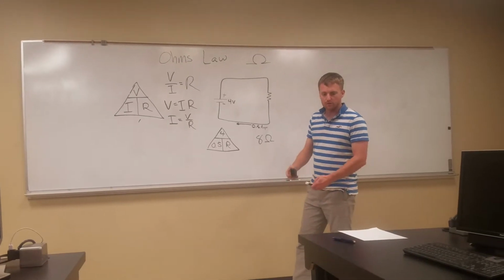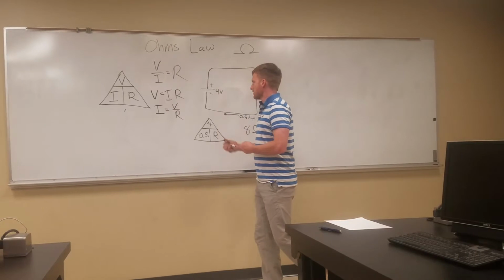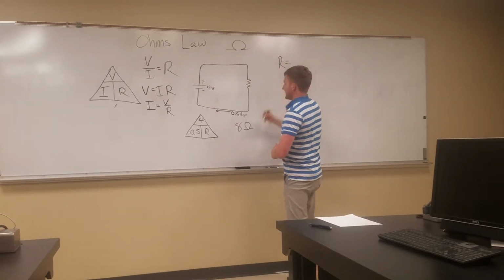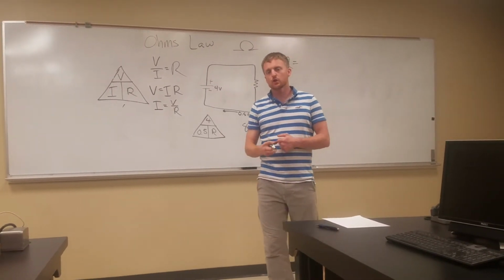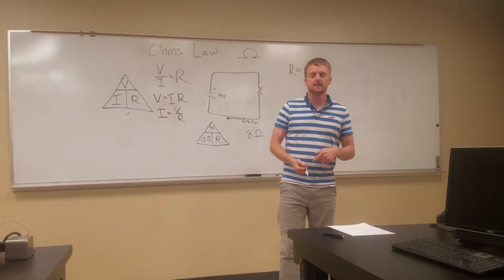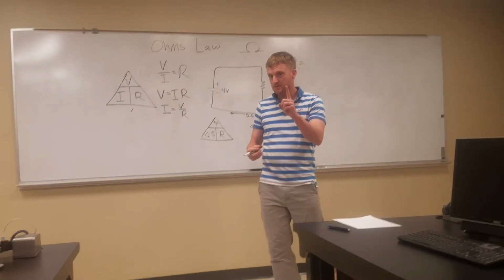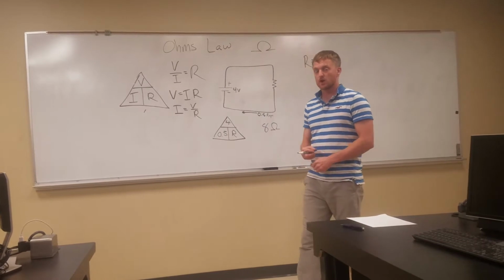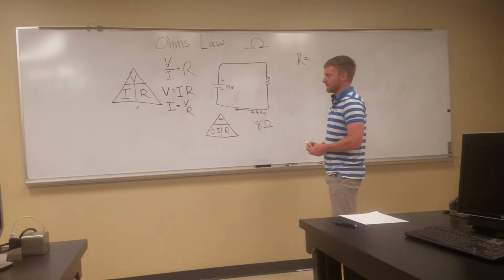So let me go over another way to solve for resistance. Resistance changes with the type of resistor that you have, and it is directly proportional to the length of the resistor and indirectly proportional to the area of the resistor. What does that mean in terms of English?